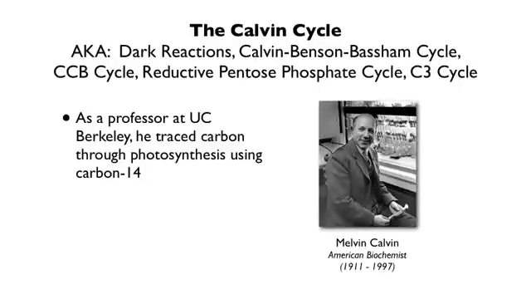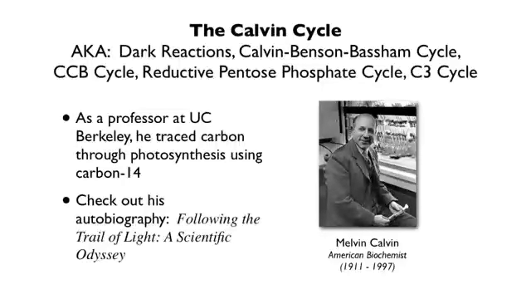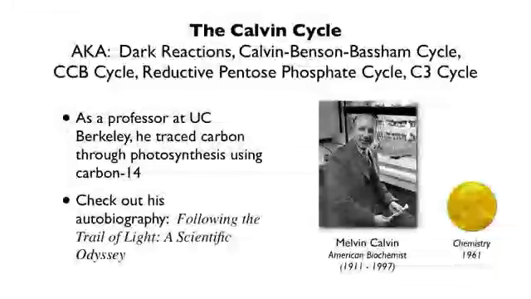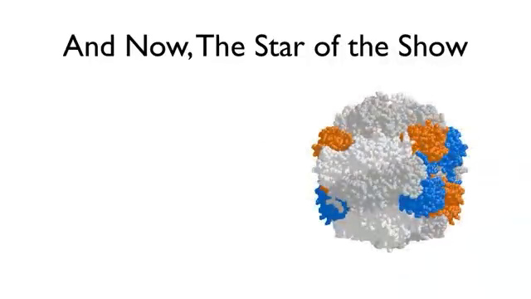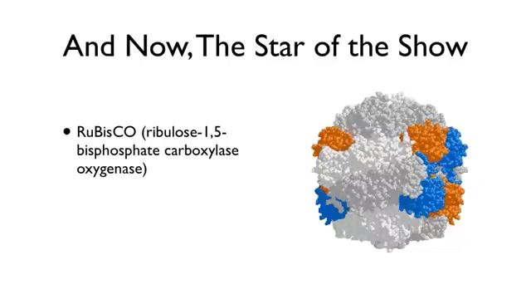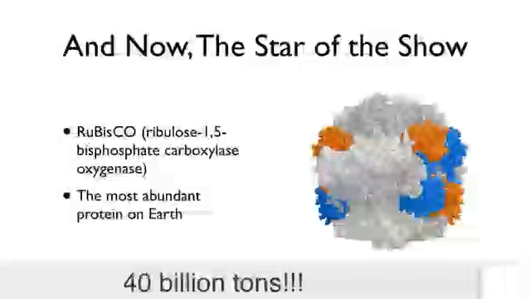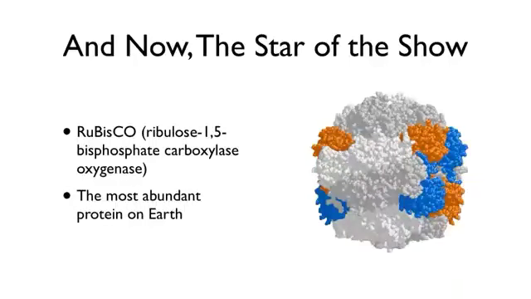He used carbon-14 to trace carbon through photosynthesis. He wrote an autobiography about his journey, which is a nice little read, and he won the Nobel Prize in Chemistry for this discovery. The star of the show turns out to be an enzyme called Rubisco. And Rubisco is the most abundant protein on Earth. At any given time, there's probably 40 billion tons of it on the planet. And it is responsible for incorporating atmospheric carbon from carbon dioxide into an organic molecule.